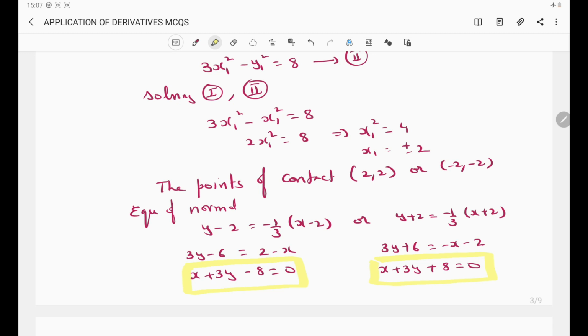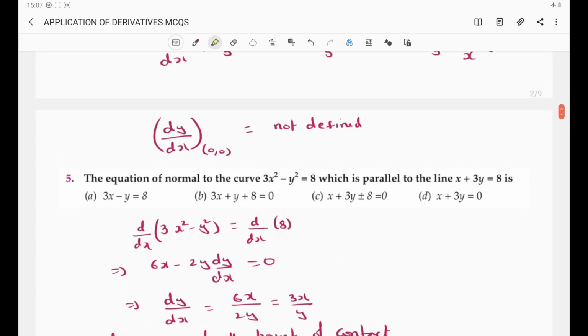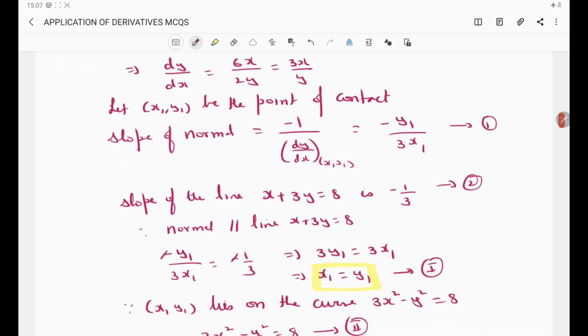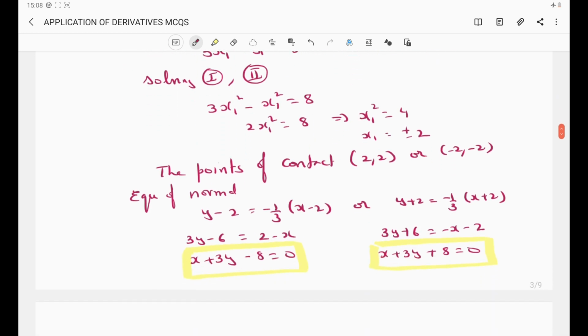So the right answer is x plus 3y plus or minus 8 equal to 0. So option C is the correct choice. So this will be the final answer, that is, either the equation of the normal is x plus 3y minus 8 equal to 0 or x plus 3y plus 8 equal to 0.